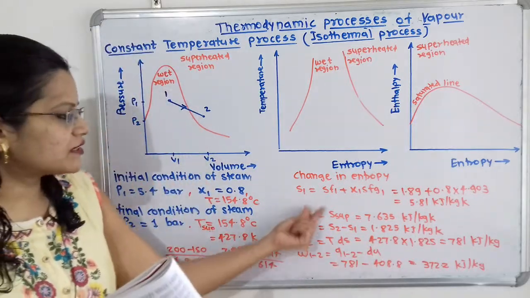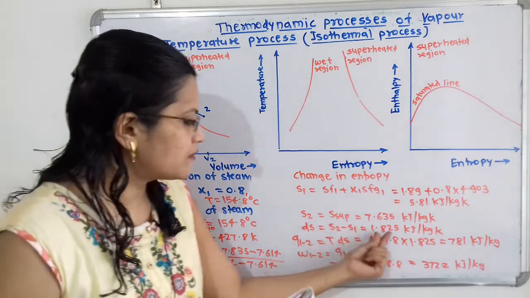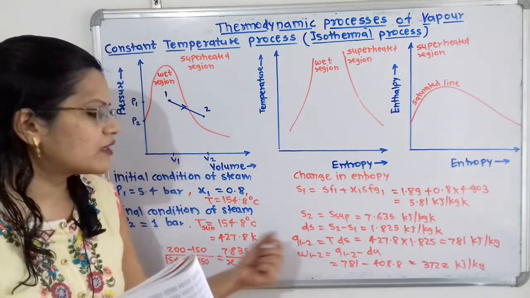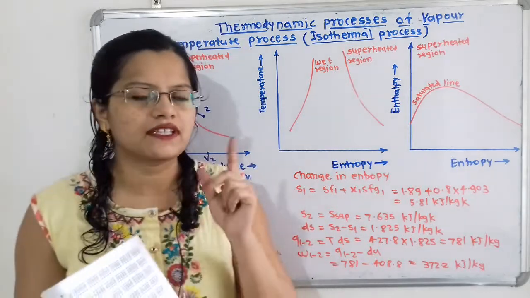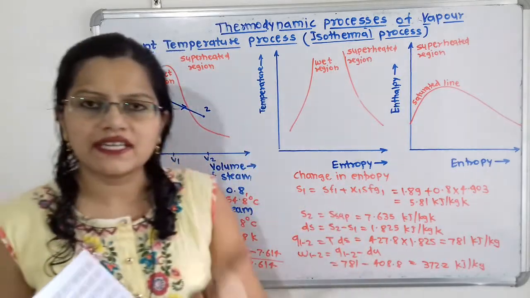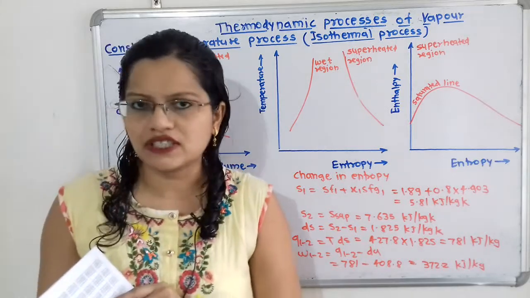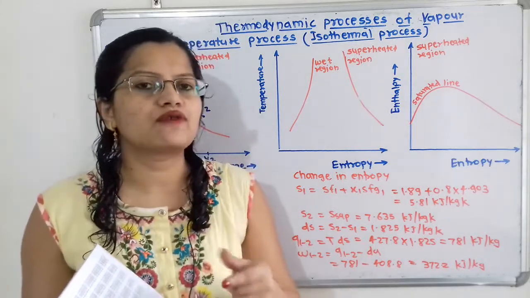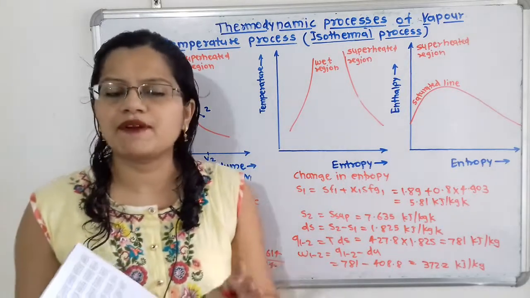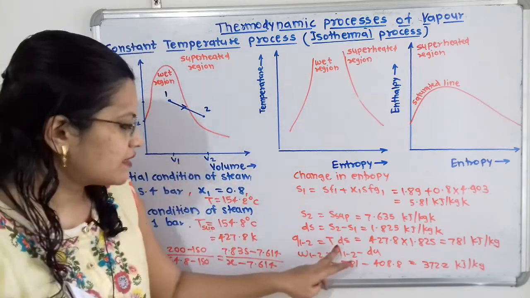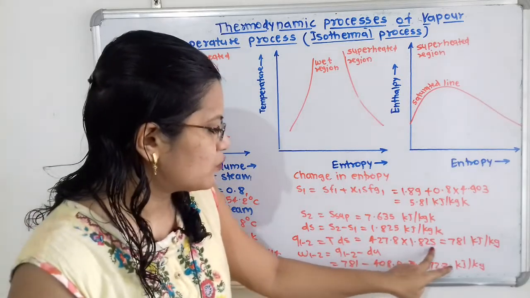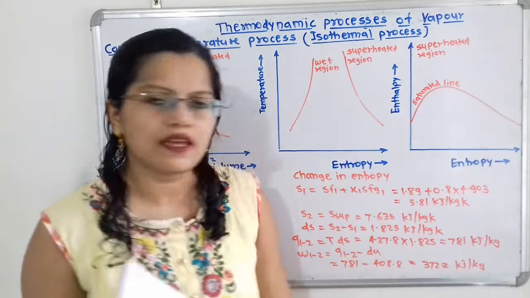Now we will calculate the change in entropy, that is S2 minus S1, which is equal to 1.825 kilojoule per kilogram Kelvin. Now how to calculate the heat transfer? Heat transfer is nothing but temperature, and the temperature will remain the same throughout the process. So T multiplied by ds, that is the change in entropy. This temperature we have to take in Kelvin. So 154.8 plus 273 is equal to 427.8, and multiplied by ds, the change in entropy, 1.825, which is equal to 781 kilojoule per kilogram.